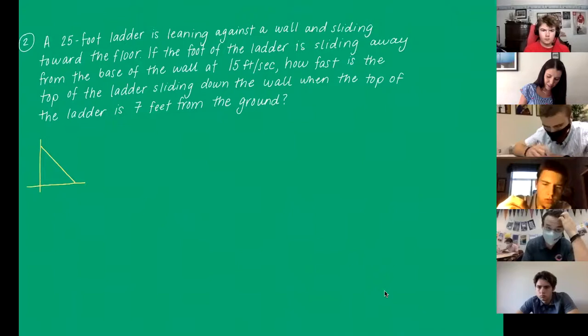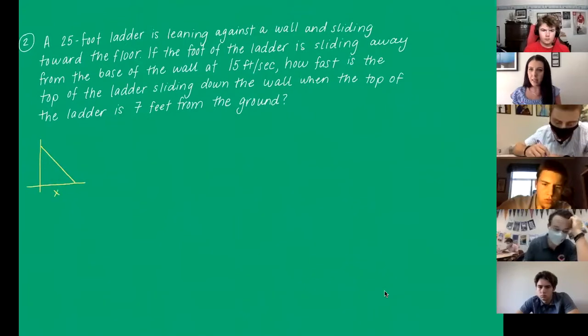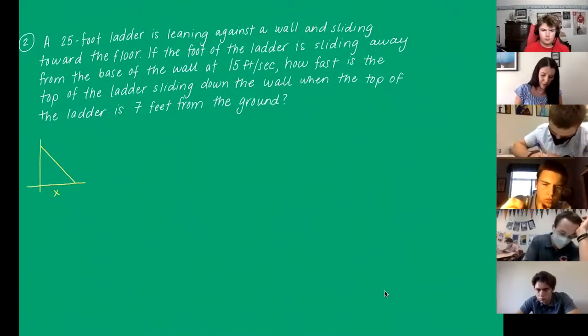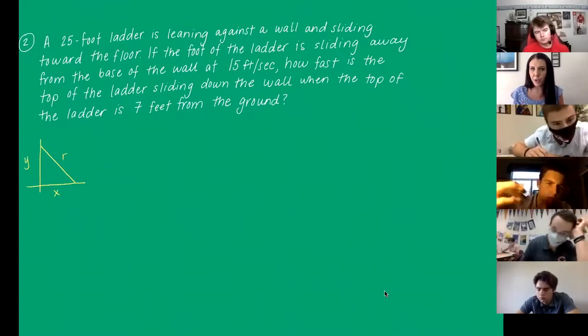So I like to label this as X. I like to label this as Y. I'm going to do this basically every time we have a triangle. And I like to label this as R. Some people call it Z. I like to call it R because it relates to more information in the future.